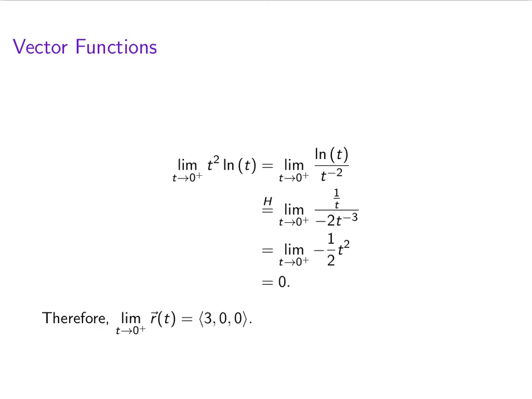So here's our final result. We can say that the limit as t approaches 0 from the positive side of r of t is equal to the vector 3, 0, 0. Okay, that's all for now.